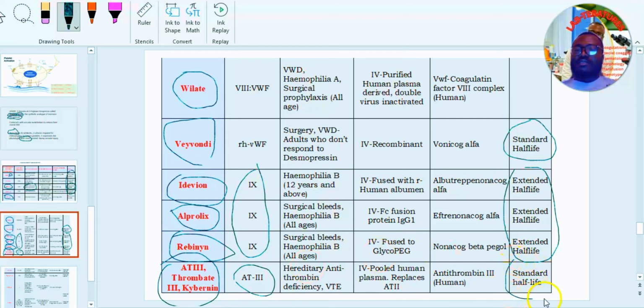And this is standard half-life. It means that it must have been extracted from the human plasma. Once you see it is standard half-life, it is not recombinant. So this is IV pooled human plasma replacement. So it means that it was actually extracted from pooled human plasma. It's not recombinant. It is natural, and it's mostly a lyophilized one, a powdered type.